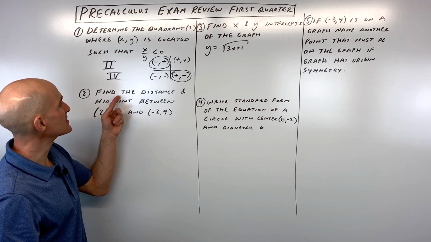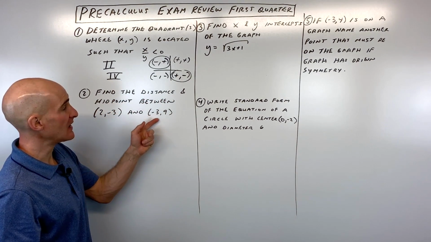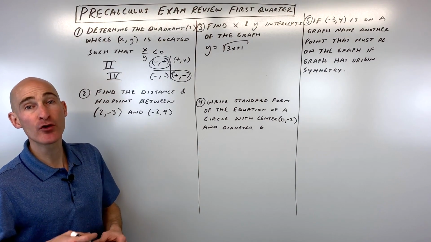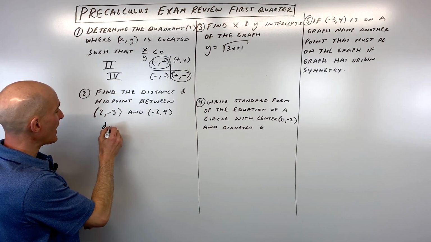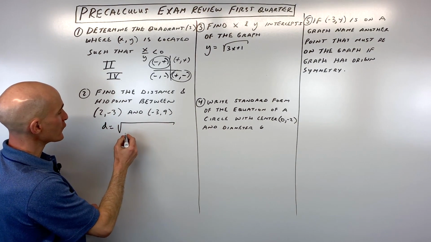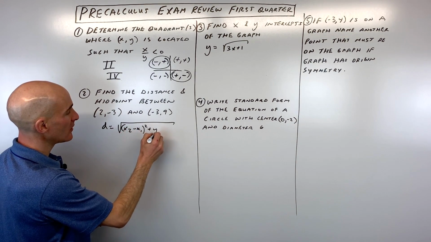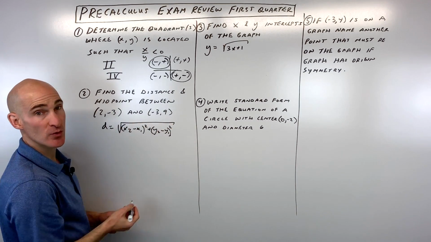Number two, it says find the distance and the midpoint between (2, -3) and (-3, 9). Now you might want to pause the video on some of these problems, see if you can do them on your own and check them with me as we go through this. But important formulas you might want to add to your study sheet or formula sheet would be the distance formula: the square root of (x2 minus x1) squared plus (y2 minus y1) squared. You add them together and take the square root.